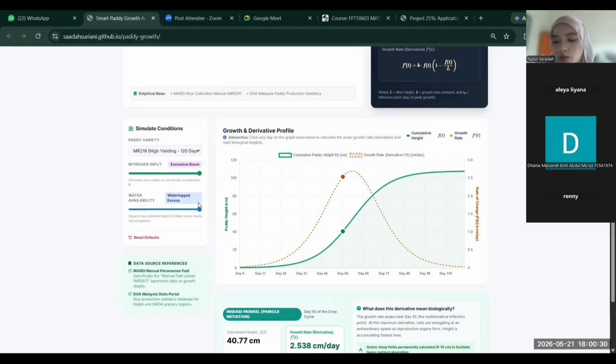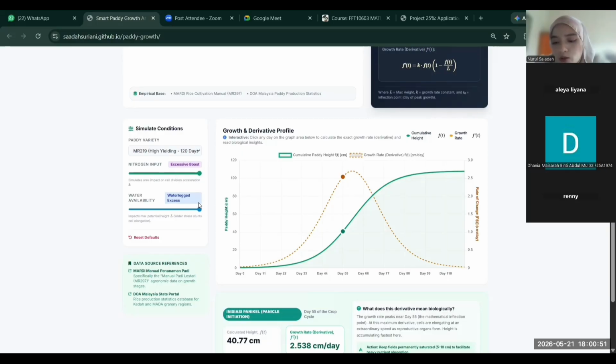The danger: the plant shoots up too fast, developing long, thin, and brittle stems. Because MR219 stays in the field for 120 days or longer, these top-heavy plants are highly vulnerable to falling over due to heavy rain and wind common in Malaysian granaries like the MADA region.